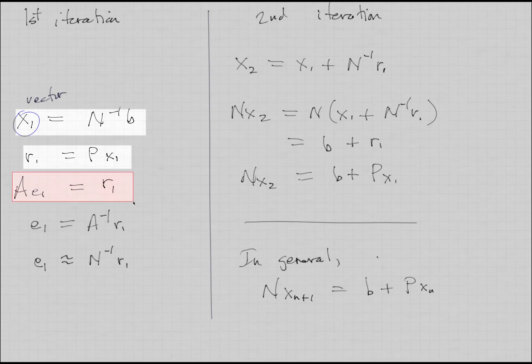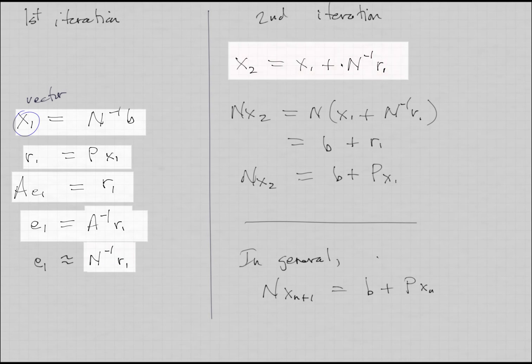Now we know that in theory, the true error, E1, the error in our first approximation, satisfies the equation A times E1 equals R1. And so if we could solve that equation, we could get the exact value for E1, which would be A inverse times R1. However, we can't solve this exactly, but what we can get exactly is N inverse times R1, using our approximation N to A. So we'll use this as our approximation to the error, and then we'll adjust our approximate value x1 using this error. Only an approximate error. So, okay.